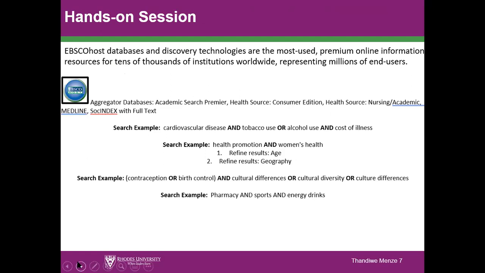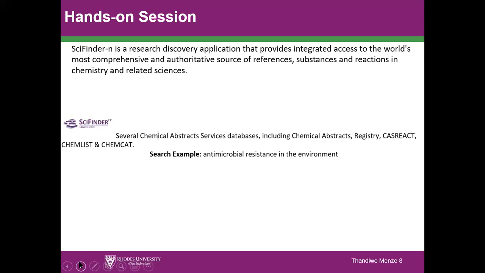And I'll be explaining as I carry out the search. We're also going to be looking at SciFinder-n. And SciFinder-n is a research discovery application that provides integrated access to the world's most comprehensive and authoritative sources of references, substances, reactions, and chemistry and related sciences. In SciFinder-n, I will show you that you don't need to use key terms and apply Boolean operators, but you can just do a natural language search.